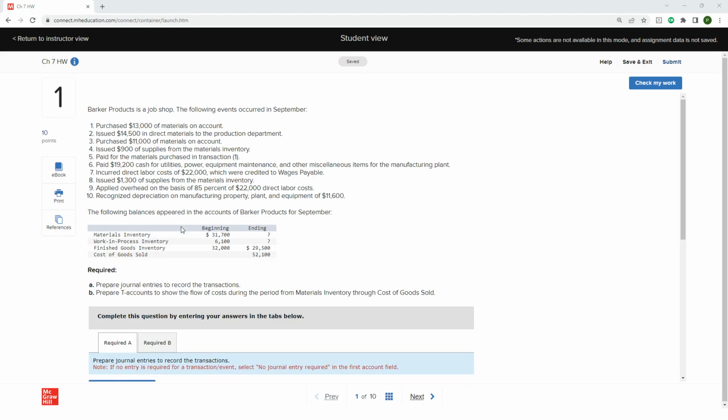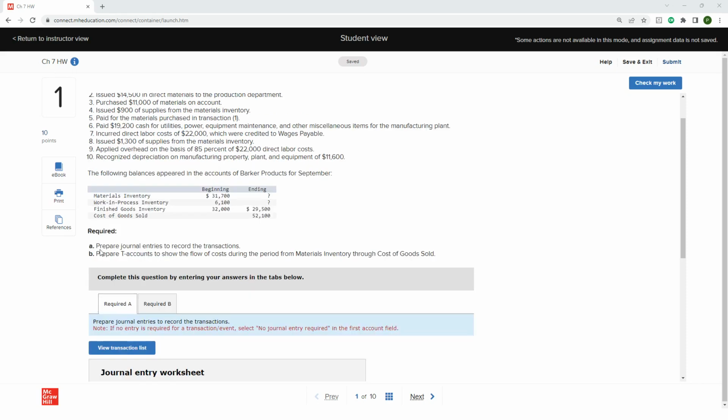They give us balances of our 3 inventory accounts: materials, work in process, and finished goods. And then they tell us how much our cost of goods sold, which is an expense, is for the period. And then they want us to prepare the journal entries and prepare the T accounts. So in this question, we have to prepare journal entries, but really, even if a question may not ask for journal entries, and you'll see some of those in this homework, it's still very helpful to create journal entries if you need to, just to keep things straight in your head.